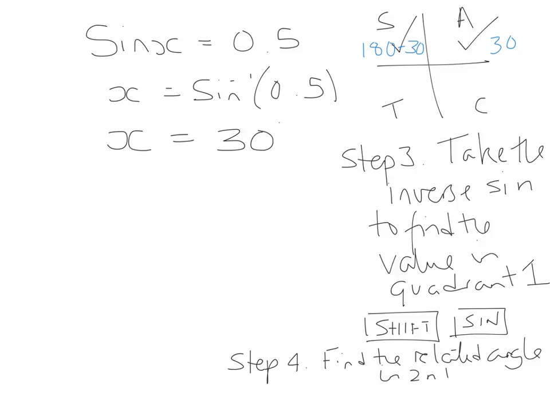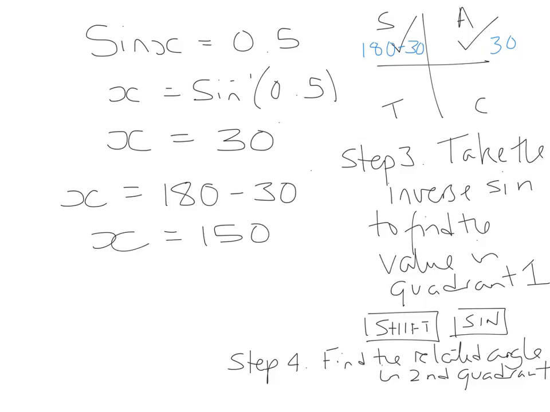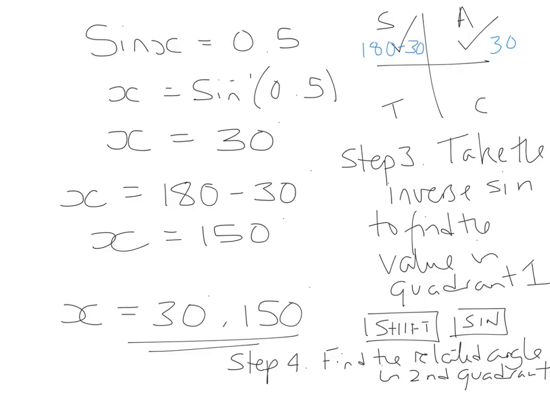In the second quadrant. Okay, so to do that, we would have to do x is equal to 180 minus 30. So x is equal to 150 degrees. So our two answers for this trig equation are 30 degrees and 150 degrees. And that's how we solved our first trig equation.